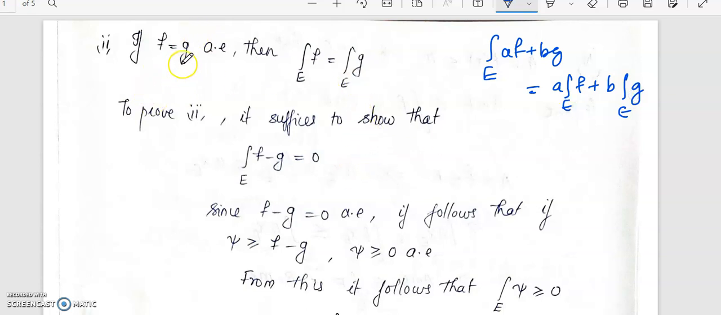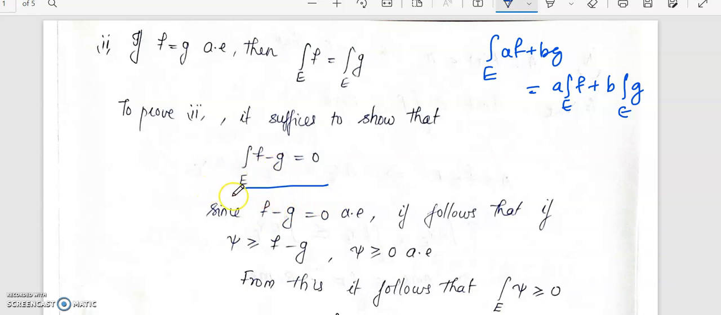Now we will show that if f is equal to g almost everywhere, then integral over E f is equal to integral over E g. In order to show this, it is enough to show that integral of f minus g is equal to 0. So that holds by this. We can write this as integral f minus integral g. That will be integral over E of f minus g equal to 0. So it is enough to show that integral over E of f minus g is equal to 0.